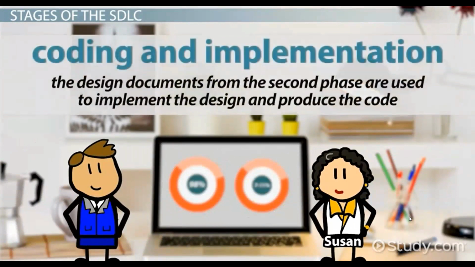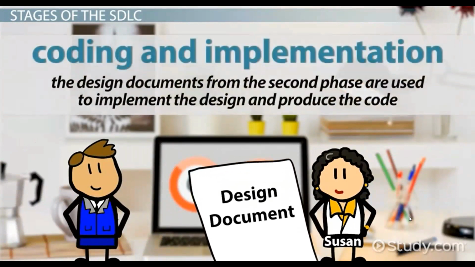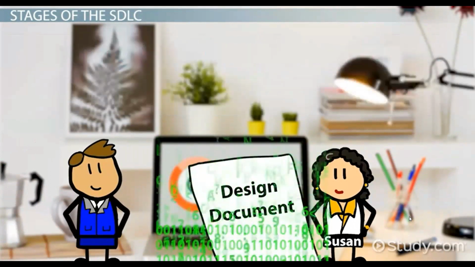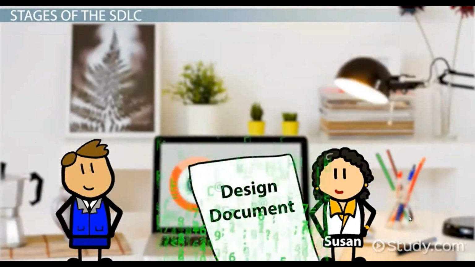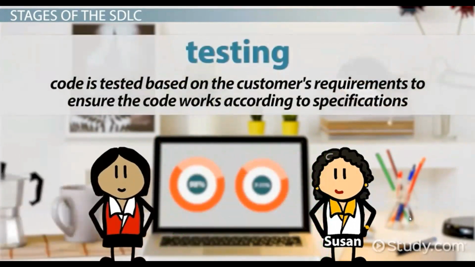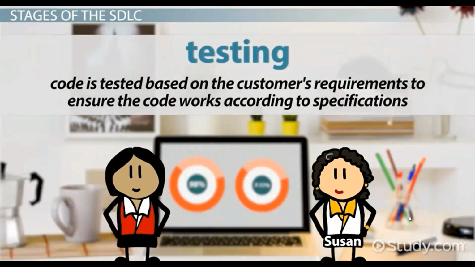The third stage is coding and implementation, which is when the design documents from the second phase are used to implement the design and produce the code. The code development is the longest part of the SDLC process. After the code is developed, the fourth stage, testing, can begin. The code is tested based on the customer's requirements to ensure the code works according to specifications.